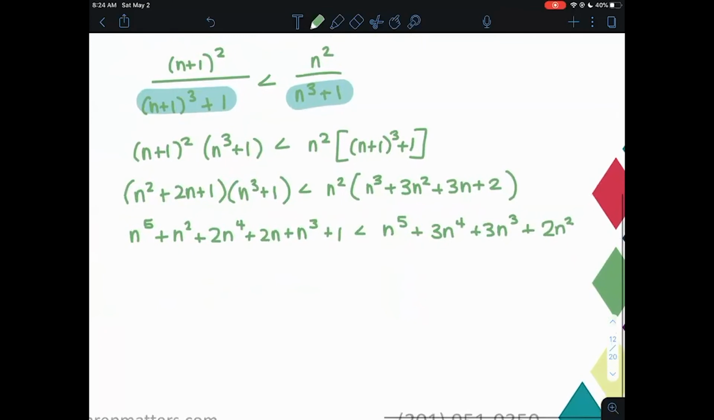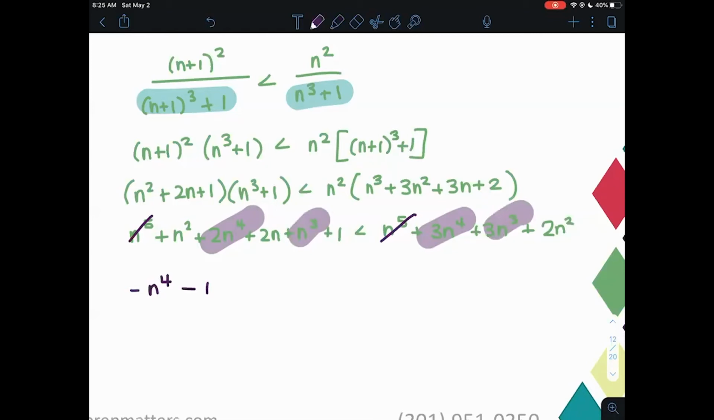So now we're looking at this inequality here. We can see that we have n to the 5th on both sides, and that looks like everything. So let's start combining all of our like terms. I'm going to bring everything over to the left side. I have 2n to the 4th and 3n to the 4th, that would be negative n to the 4th on the left. I have 3n cubed and n cubed, that will be negative 2n cubed. And then I have 2n squared and n squared, so negative n squared, plus 2n plus 1. And now I have nothing left on my right side.